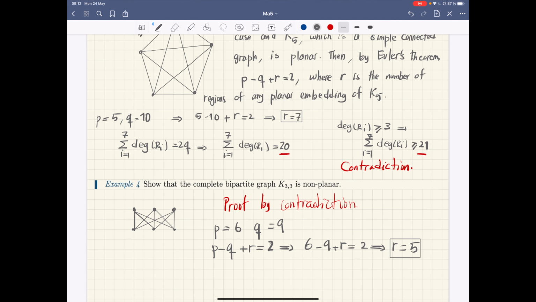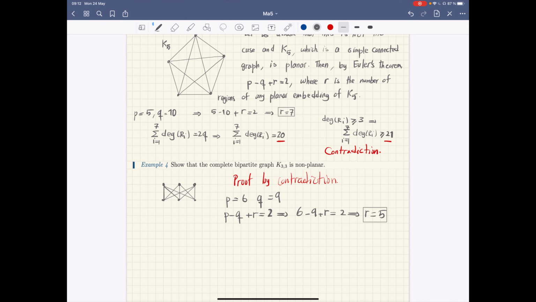Yes? But the point is that, of course, it is still true. So let me write this: sigma of degree of Ri, i goes from 1 to how many? 5, is equal to 2Q. So it becomes sigma i goes from 1 to R. But R is 5 now. Degree Ri equals 2 times Q, what is? It's 18. Yes?